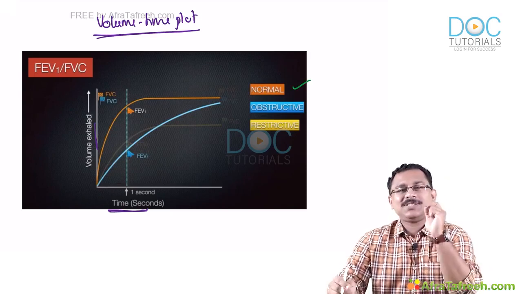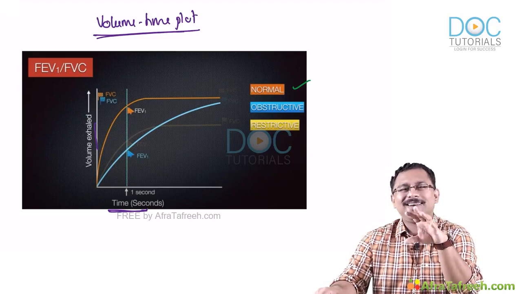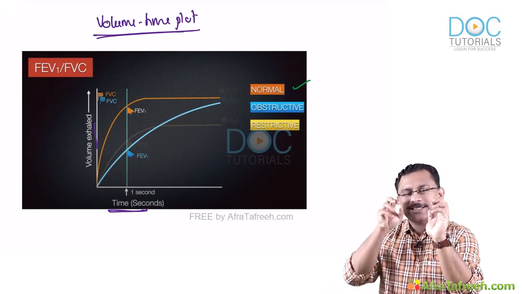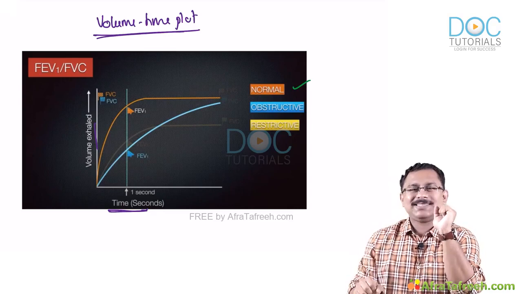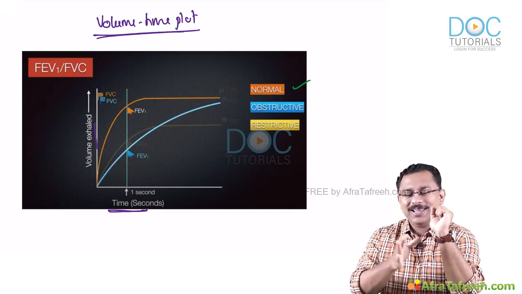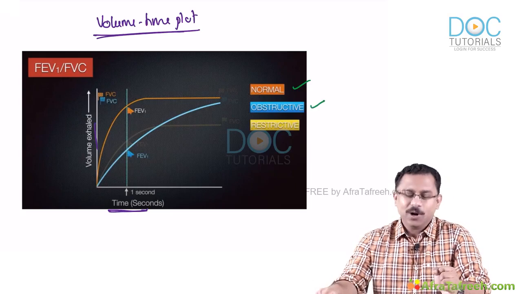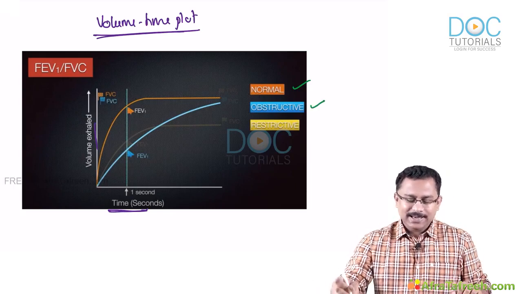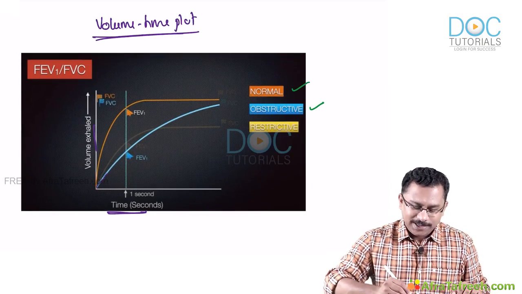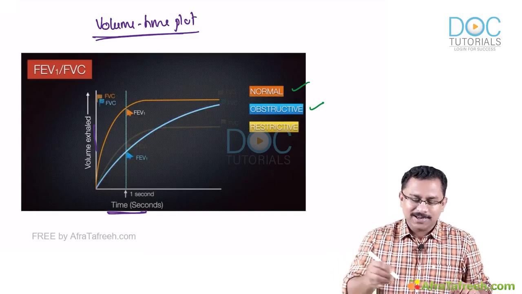Now what happens in obstructive lung diseases? I told you, it is a predominant expiratory airflow limitation, and in spirometry, you are asking the patient to expire forcefully into the mouthpiece. So the plot will not have the same shape as a normal individual. In obstructive lung disease, you can see the blue line, how it is going. The shape is very different. You can see it is a sloping one.